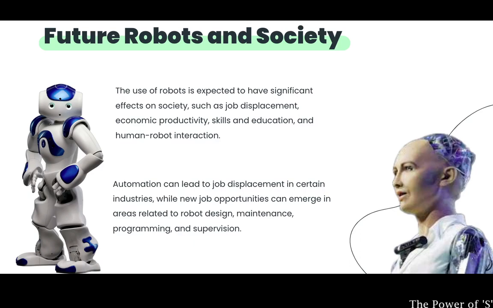And then automation can lead to job displacement in certain industries, aka many industries, while new job opportunities can emerge in areas relating to robot design, maintenance, programming, and supervision. That's not really going to happen if we let these robots supervise themselves and program themselves. If we give them the ability to self-consciously do whatever they want, all this can happen, and this is where we get out of place.